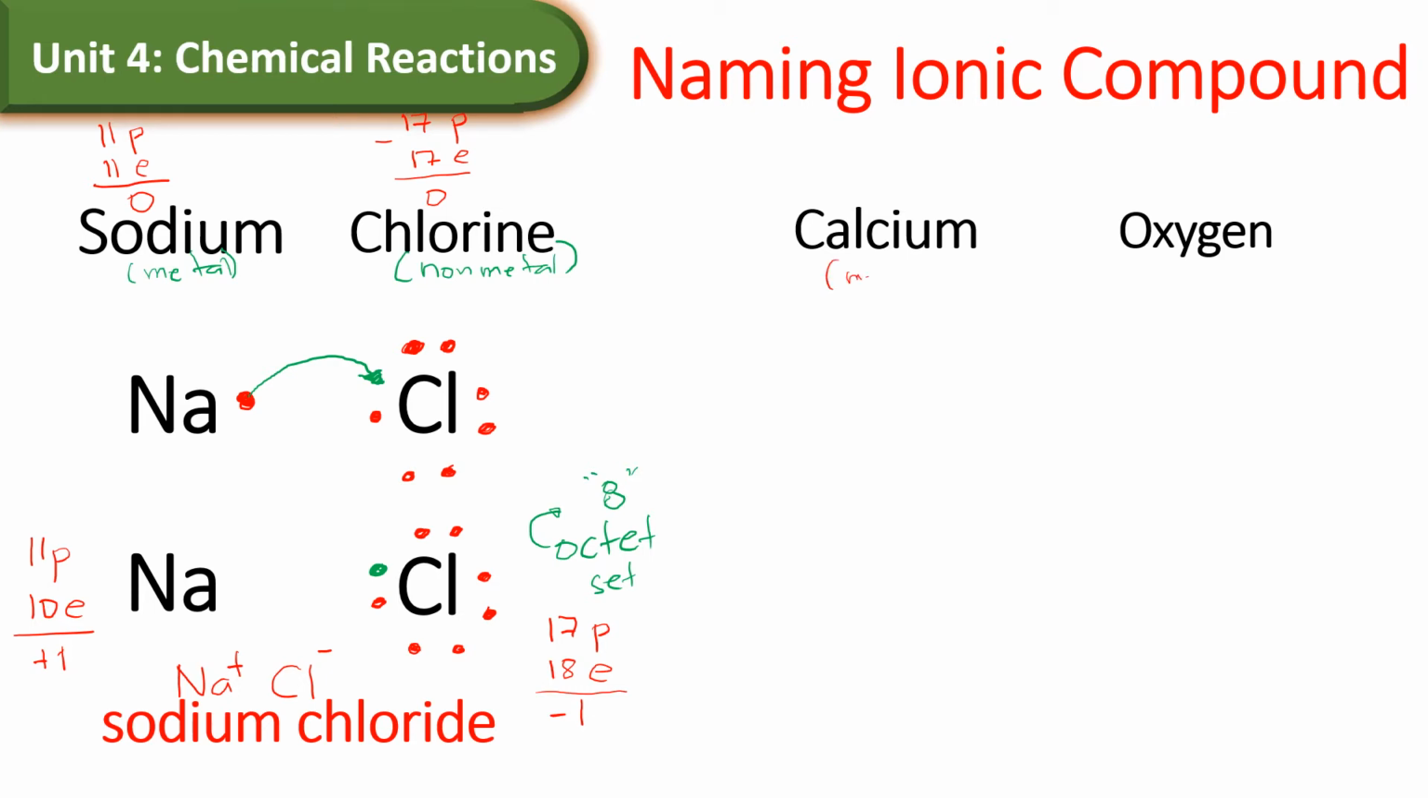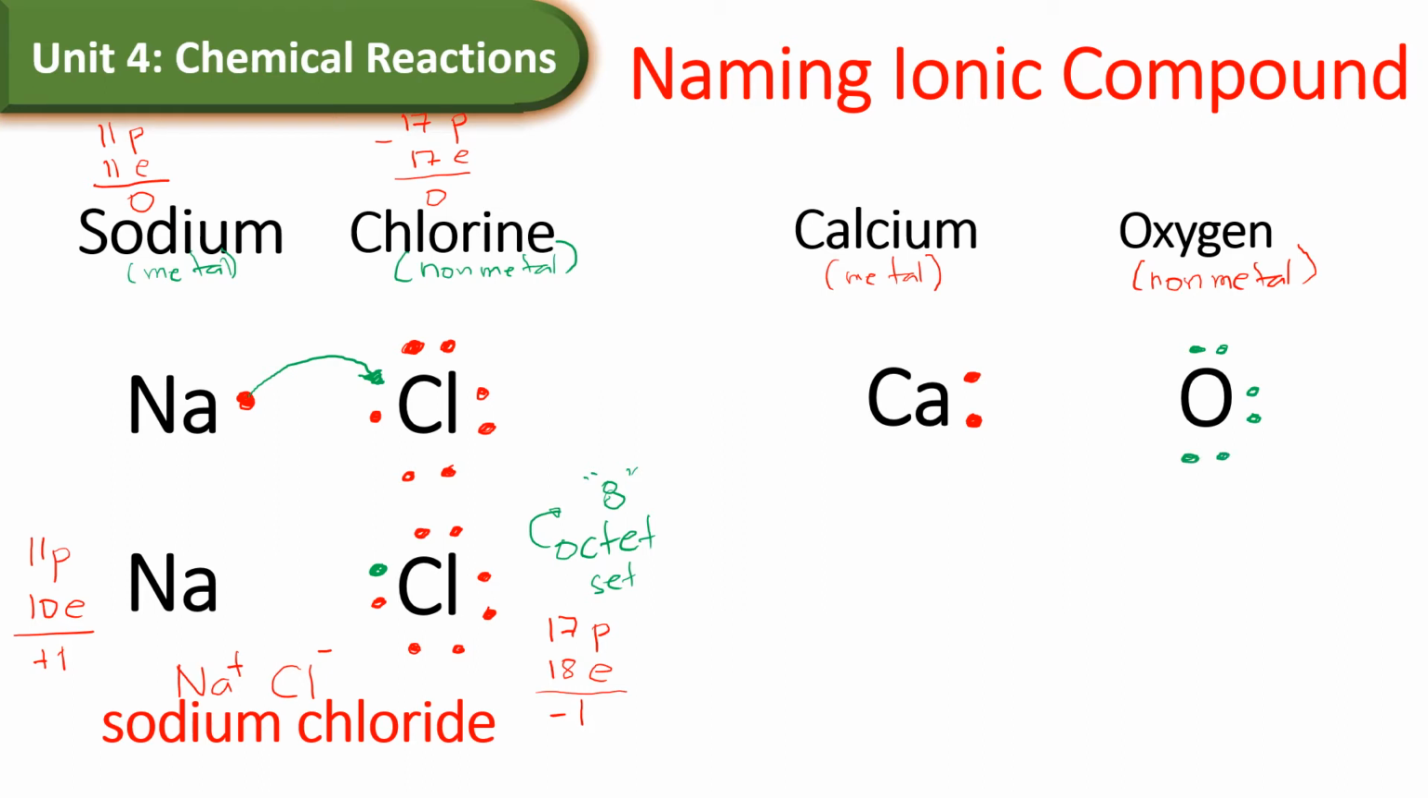Calcium is a metal and oxygen is a non-metal. So we're in metal and non-metal. This is an ionic compound. Calcium's element symbol is Ca, oxygen is O. Calcium belongs to your group 2 elements, so it has 2 valence electrons. 1, 2. Oxygen belongs to your group 6 elements, so it will have 6 valence electrons. 1, 2, 3, 4, 5, 6.